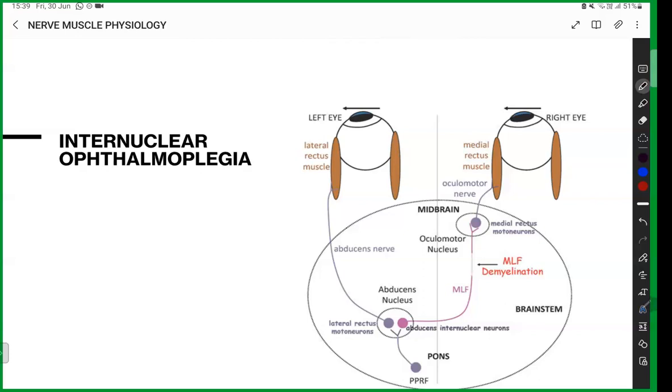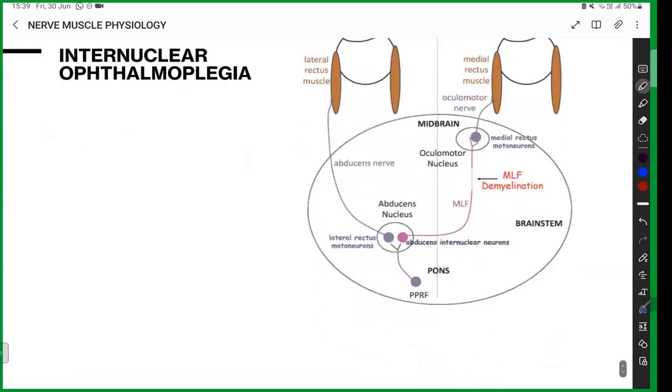Therefore, there is no medial movement. There is going to be a horizontal gaze palsy. Overaction of your abducens will lead to nystagmus. So diplopia will be there. There is going to be diplopia, nystagmus, etc. So this is what I wanted to convey through internuclear ophthalmoplegia.